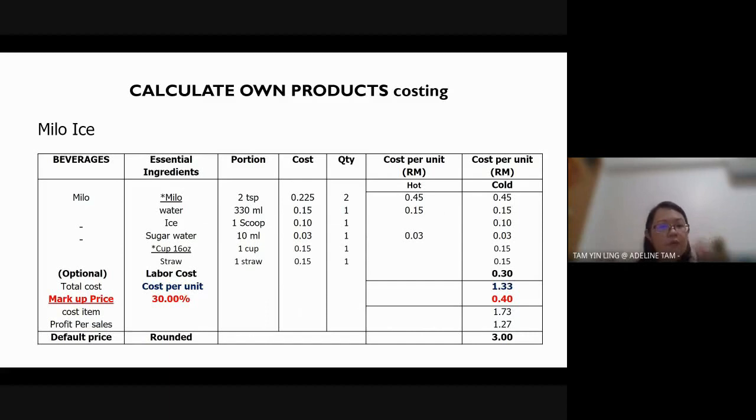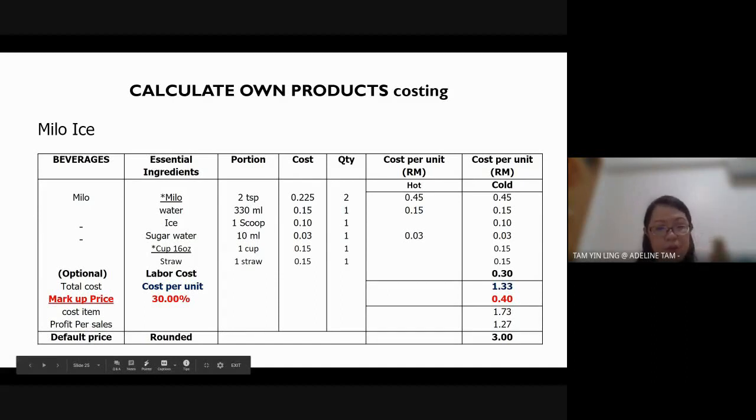You have to always bear in mind the cost of products might increase in the near future. So you don't keep the cost low. You always bear in mind the cost might be high, so you have to always keep the cost high. And then this labor cost is a special labor cost to prepare this drink only. So I might put it 30 cents. It might be higher. It really depends on your company.